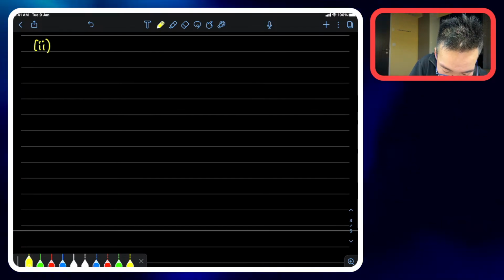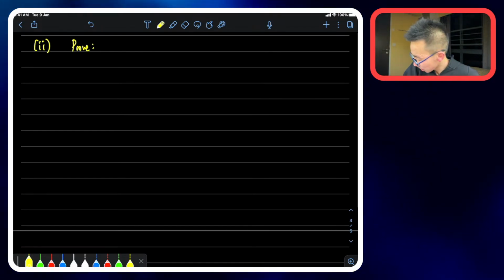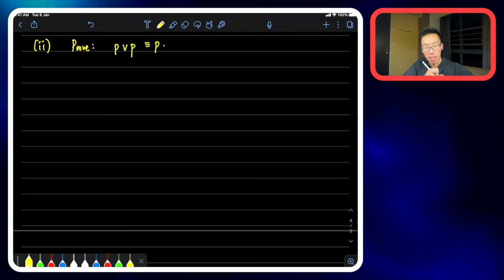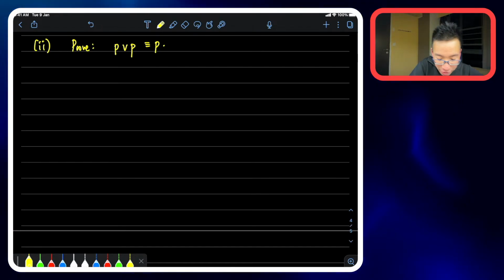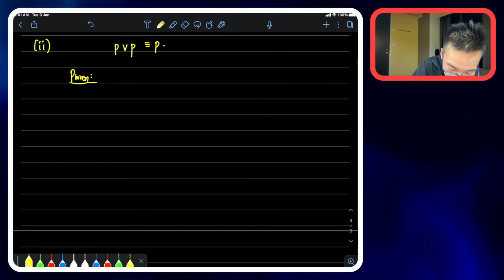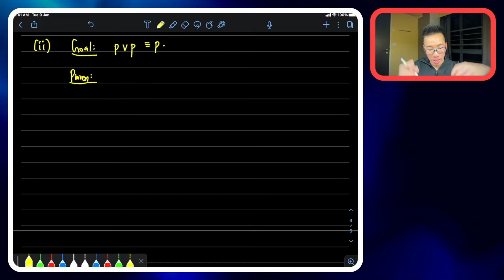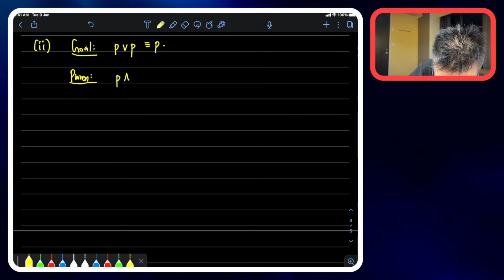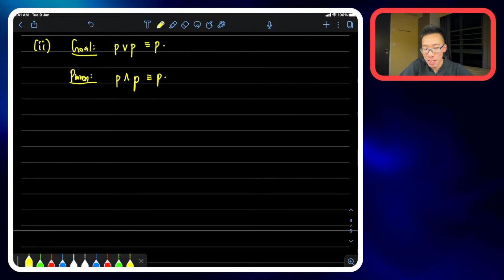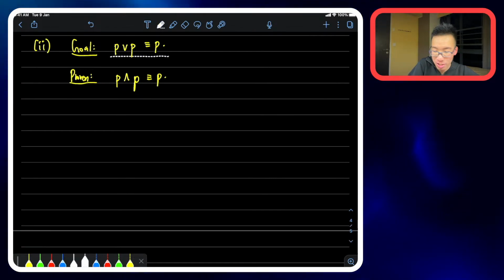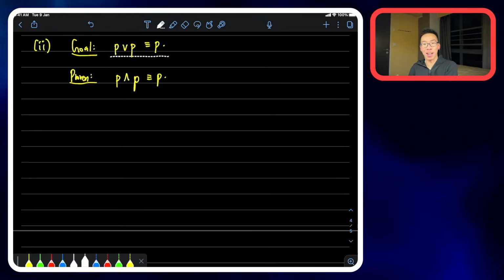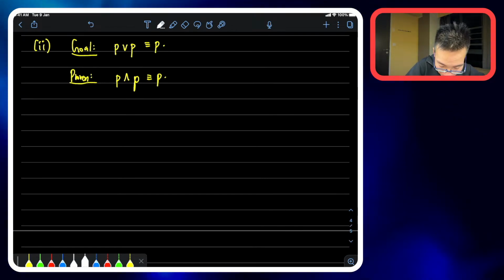For part 2, we want to prove that if we take a disjunction with itself, we get back the original guy. And just like before, we can say that this is our goal. We would like to prove this result. And we have already proven that if we take a conjunction with itself, we'll get itself. The trick here once again is to rewrite the disjunction as a conjunction via double negations and negations. So this is what we're going to do.